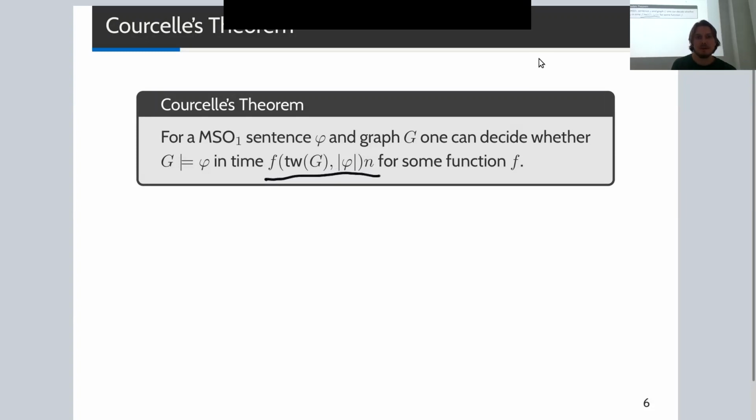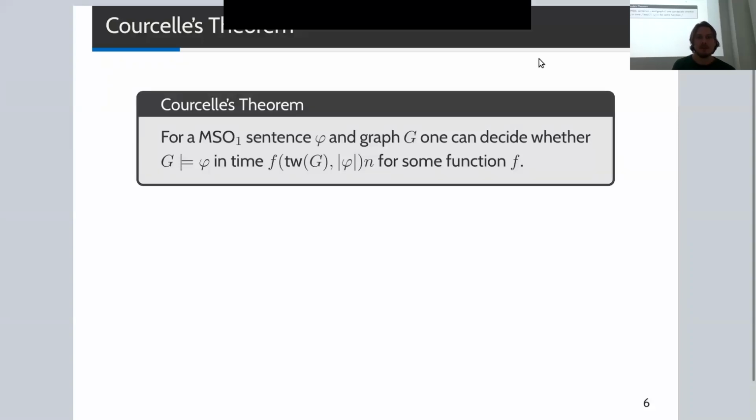And what is this running time? We get a linear dependence on the size of the graph. Here it only depends linearly on the number of vertices in the graph. But we also have this function f of the tree width and the length of the formula. In parameterized complexity, it means the problem is FPT parameterized by the tree width of the graph plus the length of the formula that you're model checking.